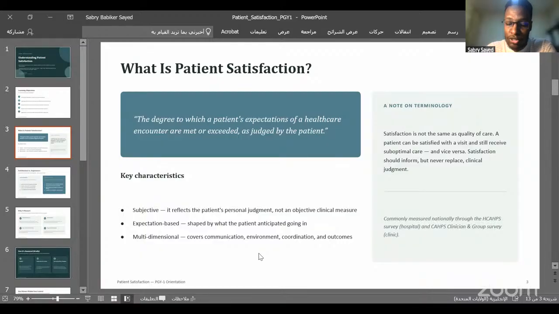Also, the multimodal dimension covers the communication, environmental coordination, and outcomes. A note on terminology: satisfaction is not the same as quality of care. The quality of care could be 100% accurate, but the patient satisfaction isn't, right? A patient can be satisfied with a visit and still receive suboptimal care. The quality of care itself does not necessarily reflect the patient satisfaction, and vice versa. So satisfaction should inform but never replace clinical judgment.